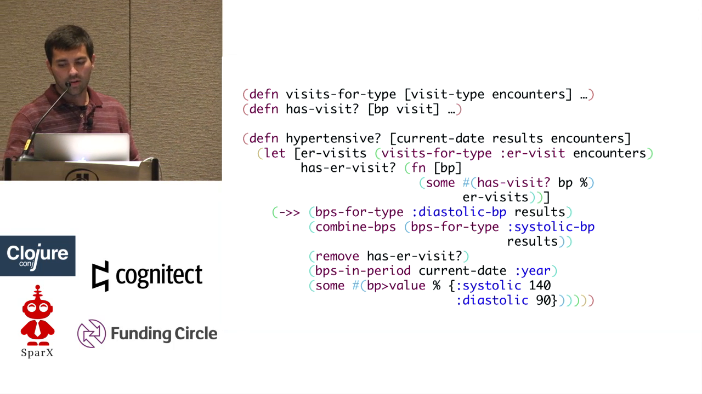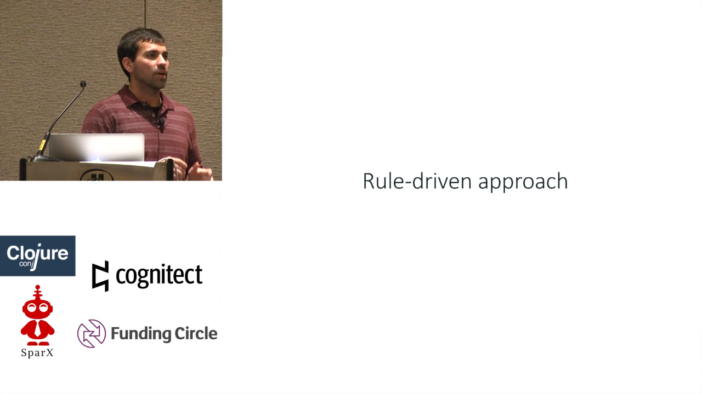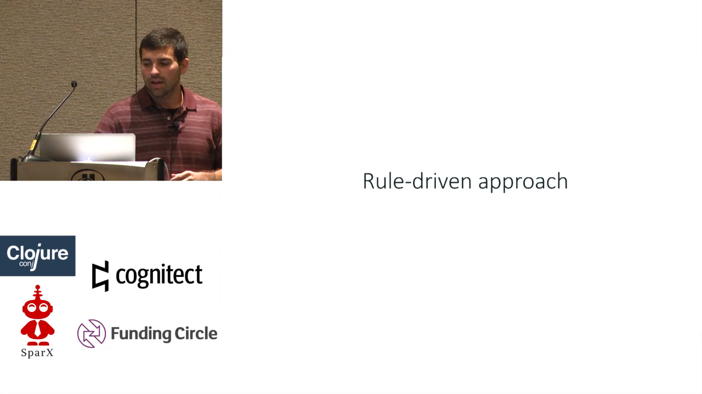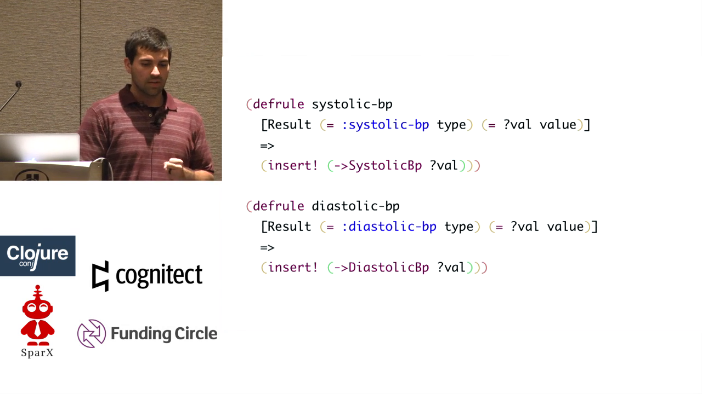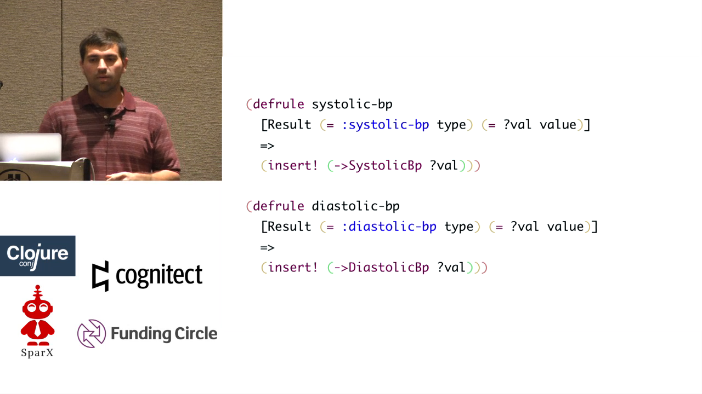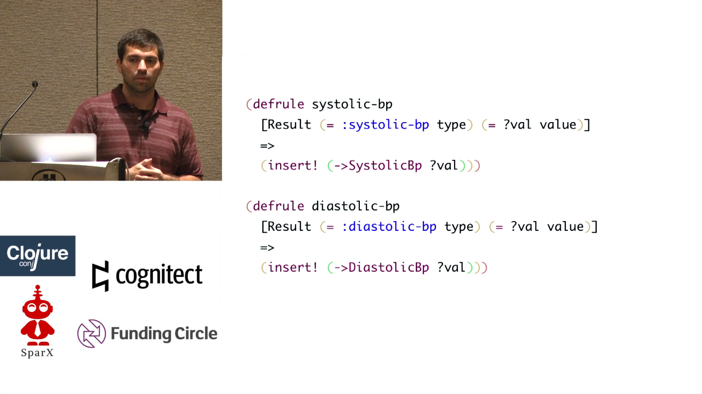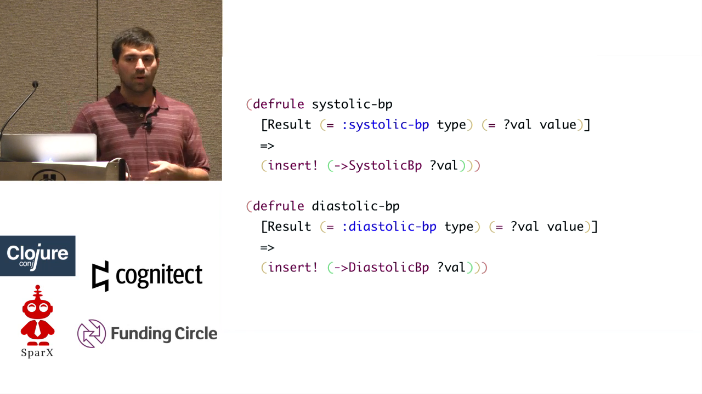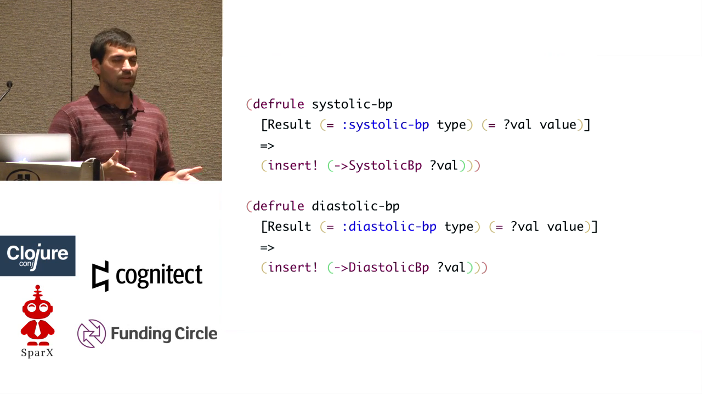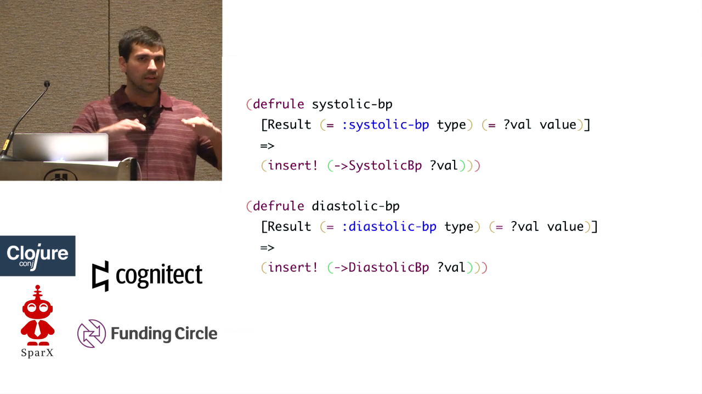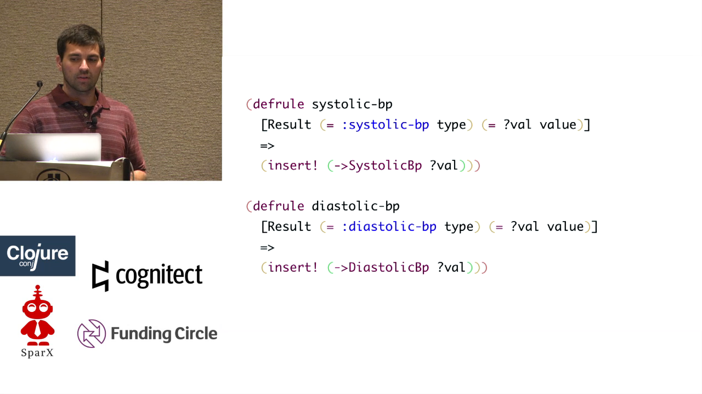So I'm going to look at the rule-driven approach to try to show that rules engines help address concerns like this. And going back to the hypertension problem, I'm going to start writing some rules to solve the original one. So we have a rule for finding systolic blood pressures from results. When they have the type systolic blood pressure, we insert a fact. We're going to use fact types here, like systolic BP, to indicate that we found a systolic blood pressure. So we can use that as a higher level model for questions we want to ask later. We do the same thing for diastolic BP.